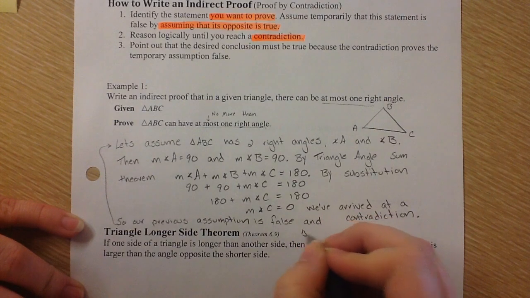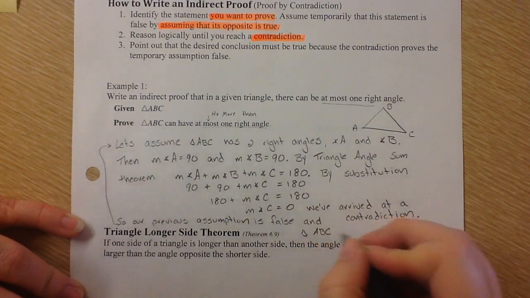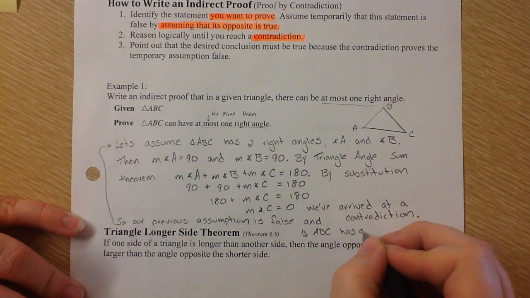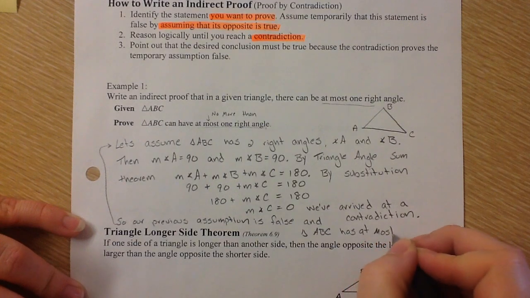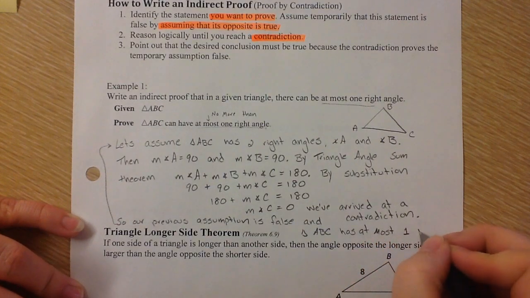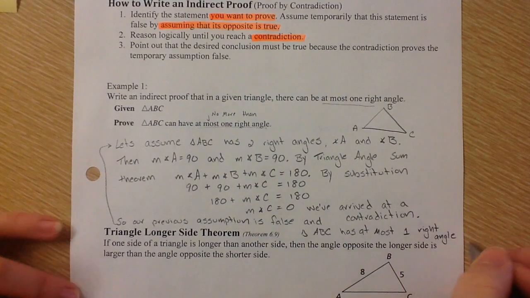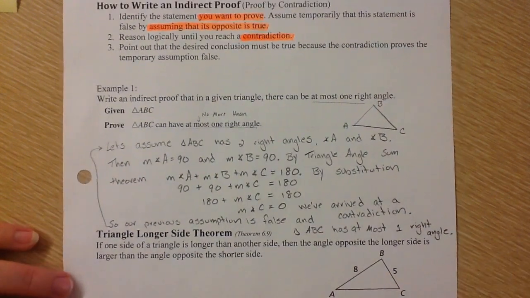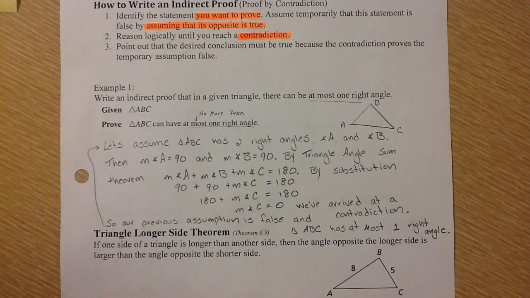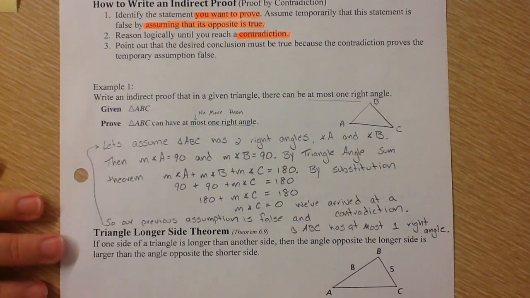And triangle ABC has at most one right angle. Okay, so we reach that bit of a contradiction. Okay.